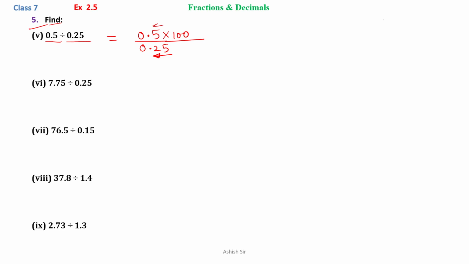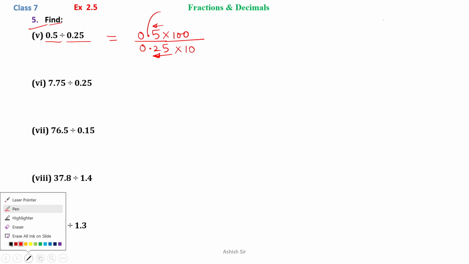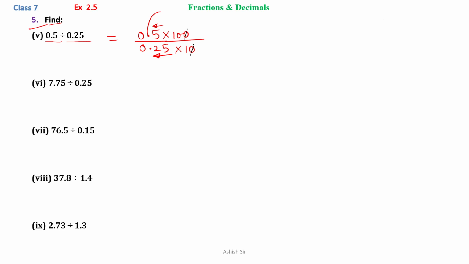In the numerator, that point is after one digit. When you remove the point, you will place a 10 here. Now you will cancel 0 with 0. So what we have is 5 tens are 50 and in the denominator it is 25. So we can cancel this: 25 ones are 25, 25 twos are 50. So our answer is 2.